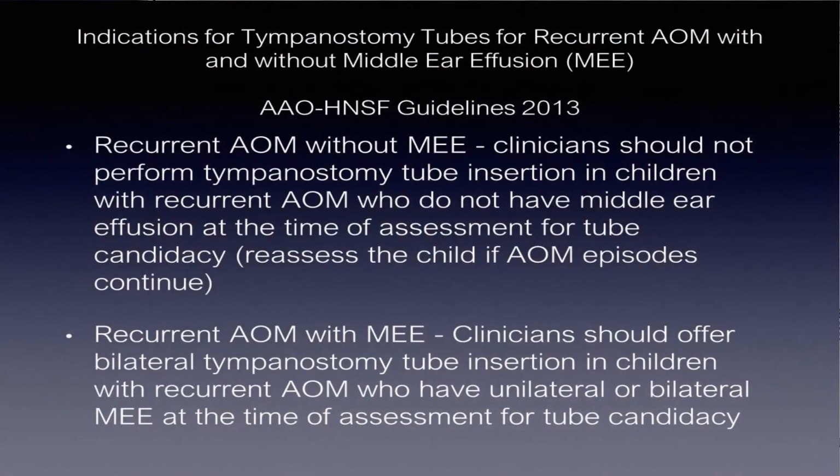So, what are the indications for tympanostomy tubes for recurrent acute otitis media? Well, you can divide that into with or without a middle ear effusion. So we follow the American Academy of Otolaryngology guidelines, and the latest guidelines are 2013. If they do not have a middle ear effusion, generally clinicians should not perform tympanostomy tube at the time of assessment for candidacy. However, if they do have an effusion, either unilateral or bilateral, then clinicians should offer tympanostomy tube insertion. Well, what's the evidence for this?